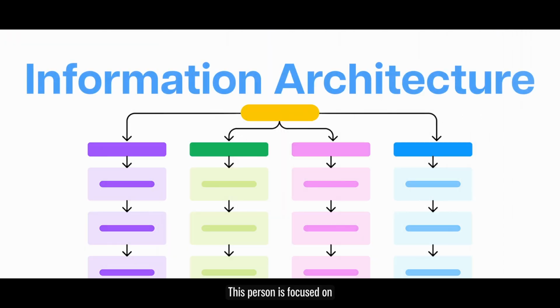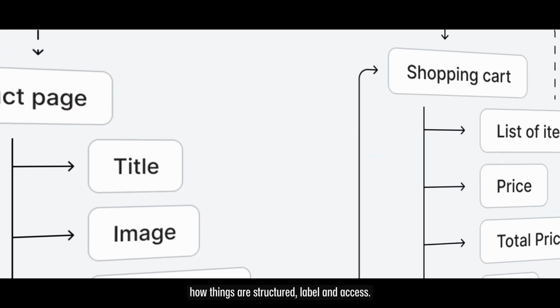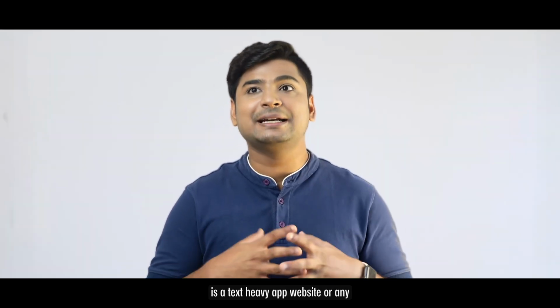Next one is a content strategist. This person is focused on the information architecture, how things are structured, labeled, and accessed, and is mostly available in companies where there is a text heavy app, website, or any sort of platform.